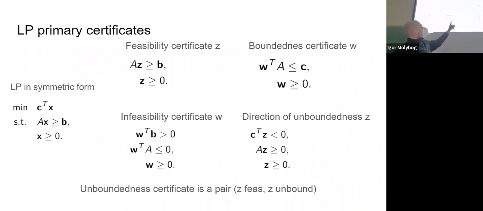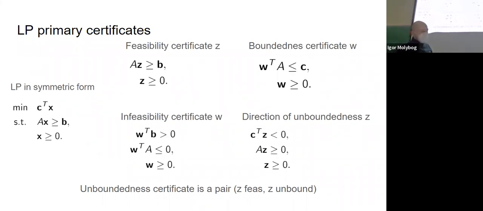And the certificates of infeasibility and boundedness are vectors in a dual space. So it's a space that is dual with respect to the matrix A, the matrix of the inequalities, and basically it is a feasible solution to the dual problem, and also a certificate of unboundedness for the dual problem as well.